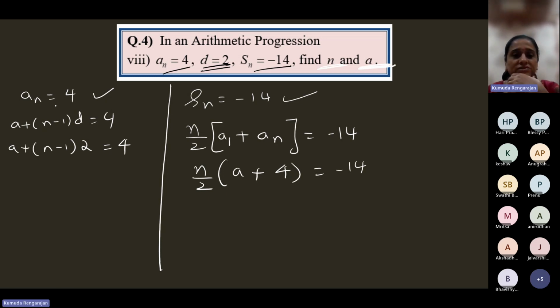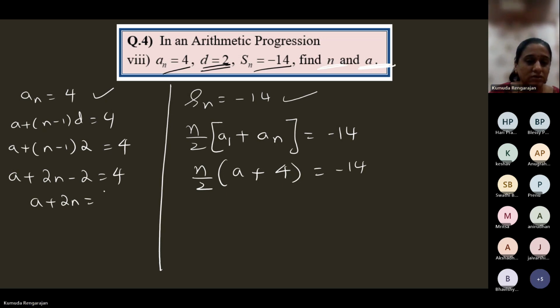So when we worked an is equal to 4, we have a plus n minus 1 into d is equal to 4. a we do not know, n also we do not know, d is 2, equal to 4. So we stopped this one because we have one equation, two unknowns, nothing we can find. 2n minus 2 is equal to 4. So a plus 2n is equal to, what's this? 6.